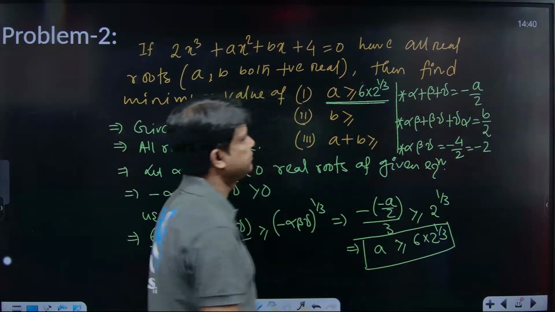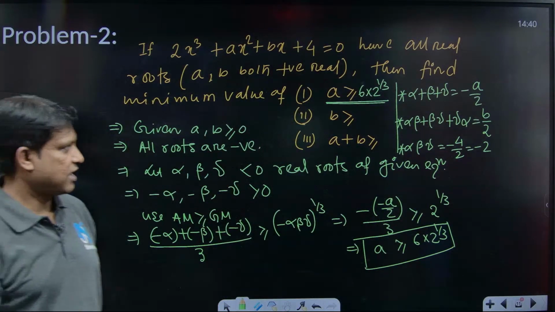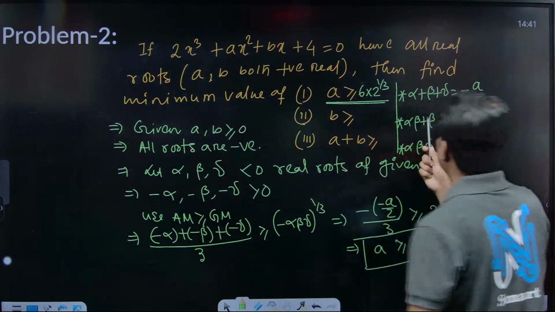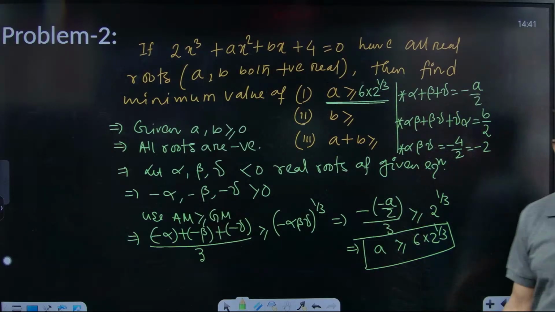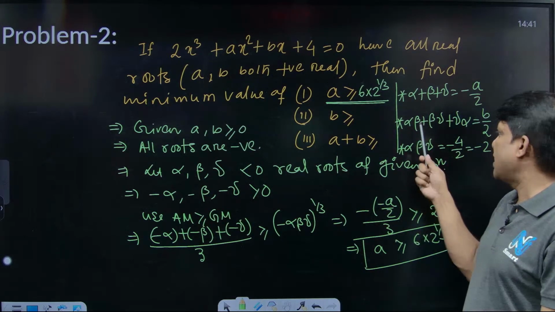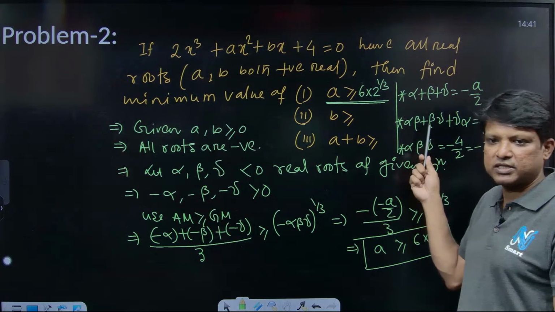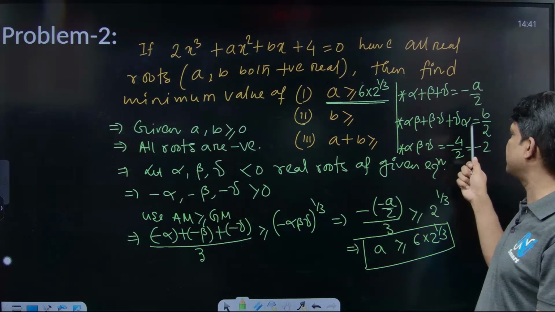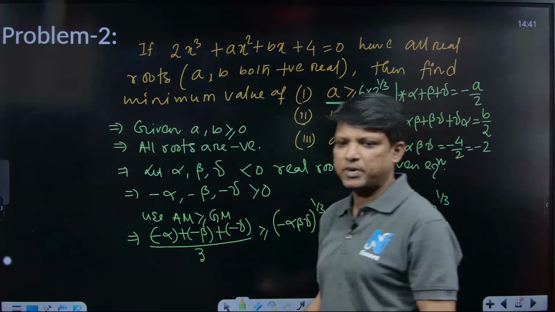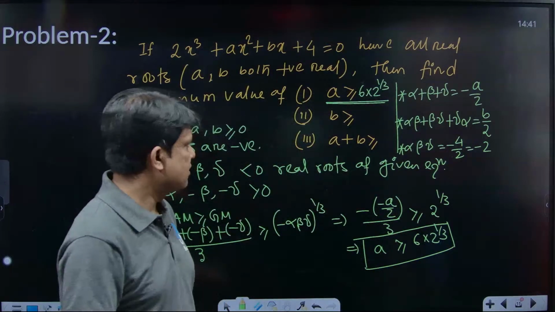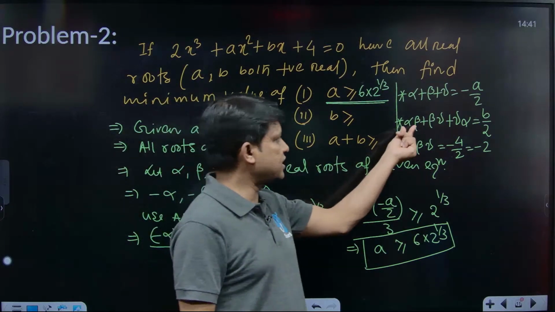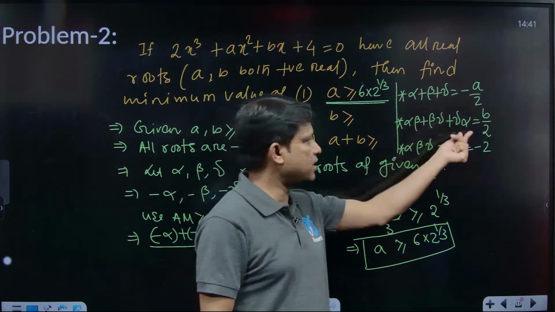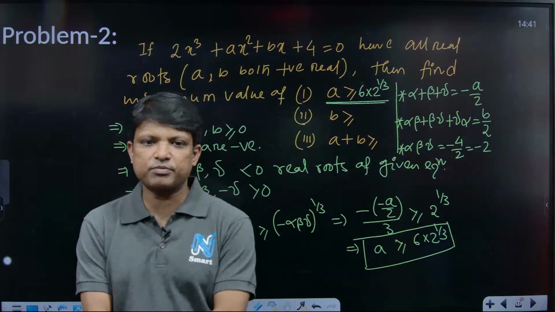Clear? Now apply arithmetic mean greater than or equal to geometric mean for the quantities alpha beta, beta gamma and gamma alpha. Alpha and beta are both negative but their product is positive. Beta and gamma are both negative but their product is positive. Gamma and alpha are both negative but their product is positive. Automatically these 3 terms are positive quantities.